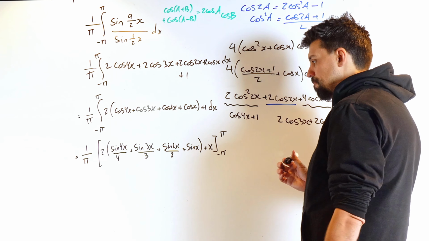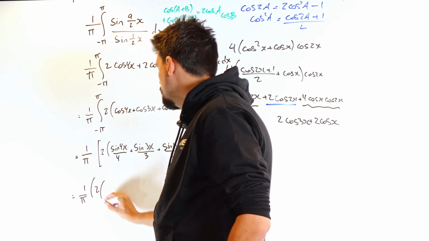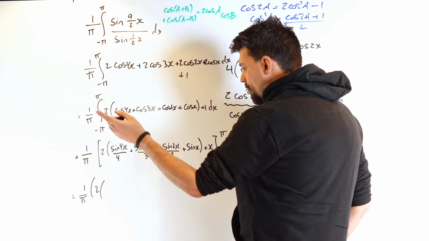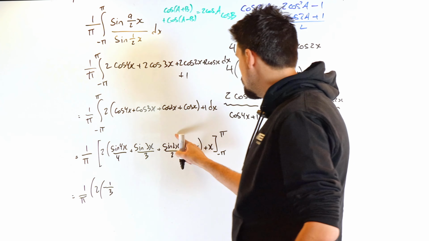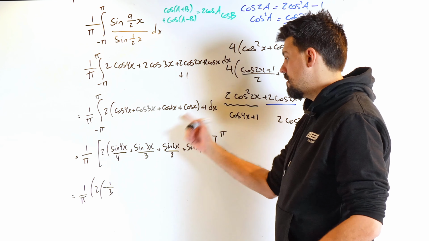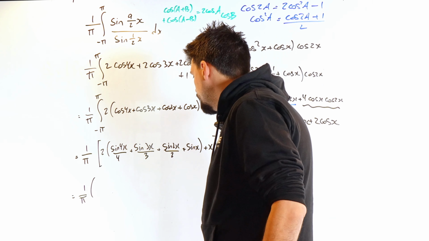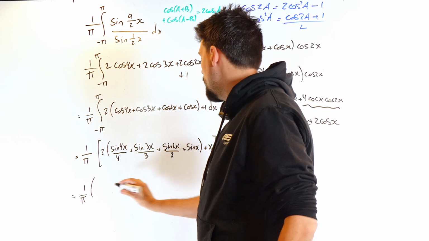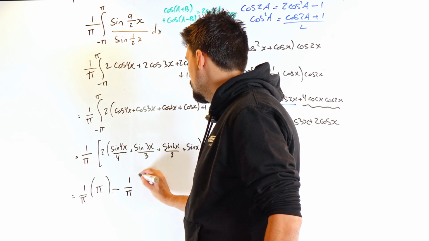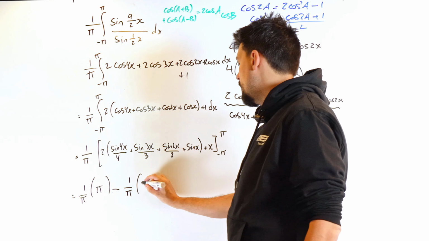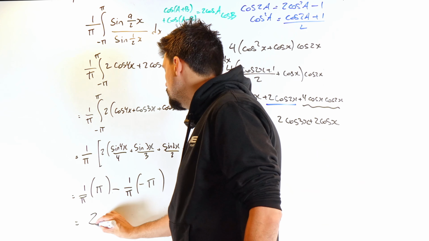All right, what do we get? Let's plug in pi. Sine of 4 pi is nothing. Sine of 3 pi is nothing. Sine of 2 pi is nothing. Oh no, these are all nothing. Silly boy. So we end up with pi. And then we'll add in the minus pi. So we end up with 2.